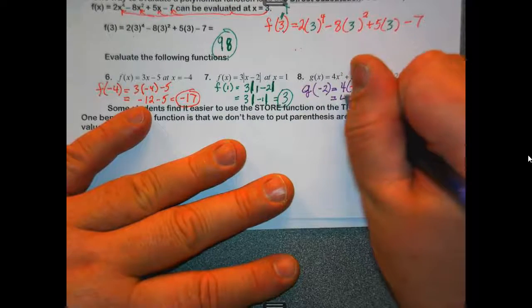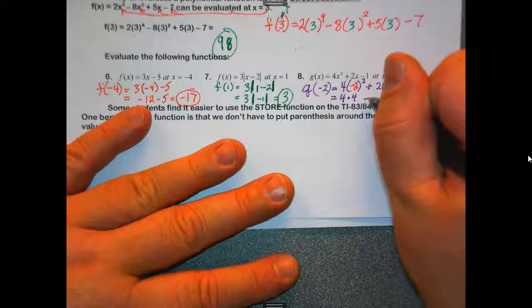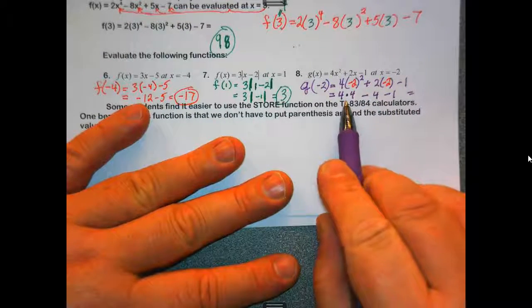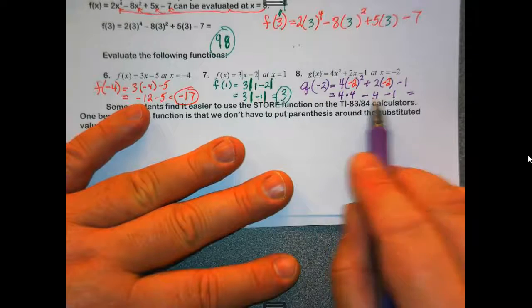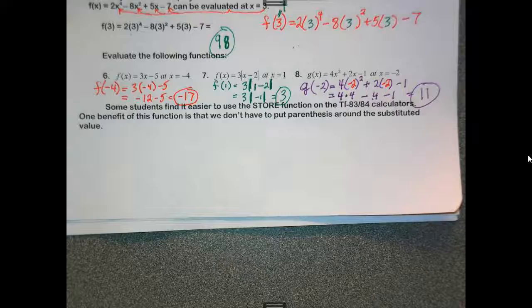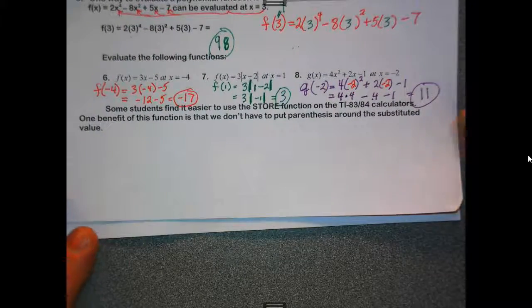So I have 4 times 4 minus 4 minus 1. 16 minus 4 is 12 minus 1 is, hey, look at that. What do you know about that? I call that game, set, match.